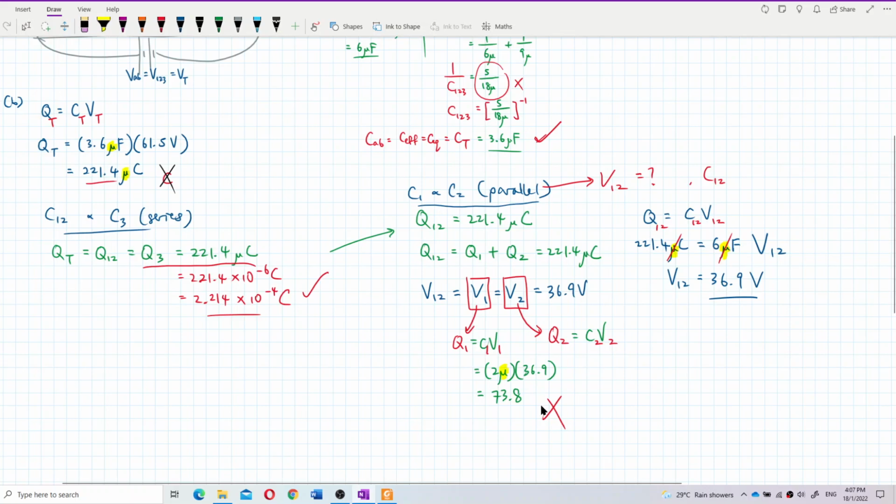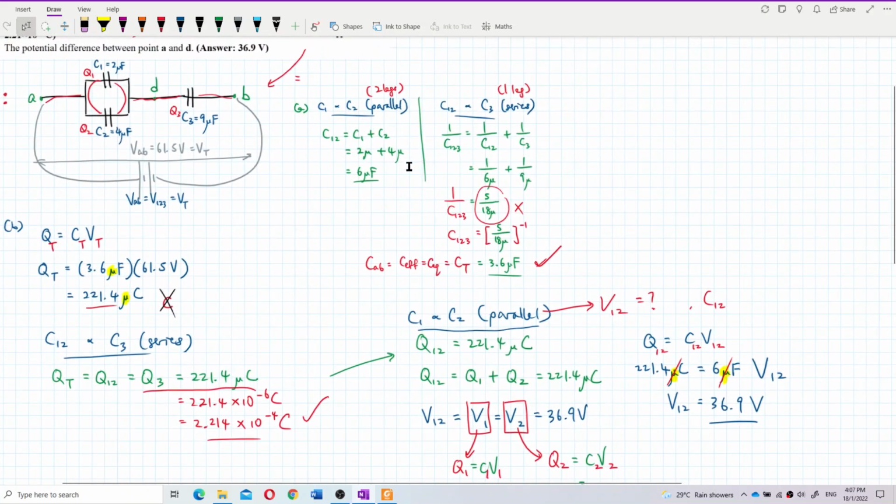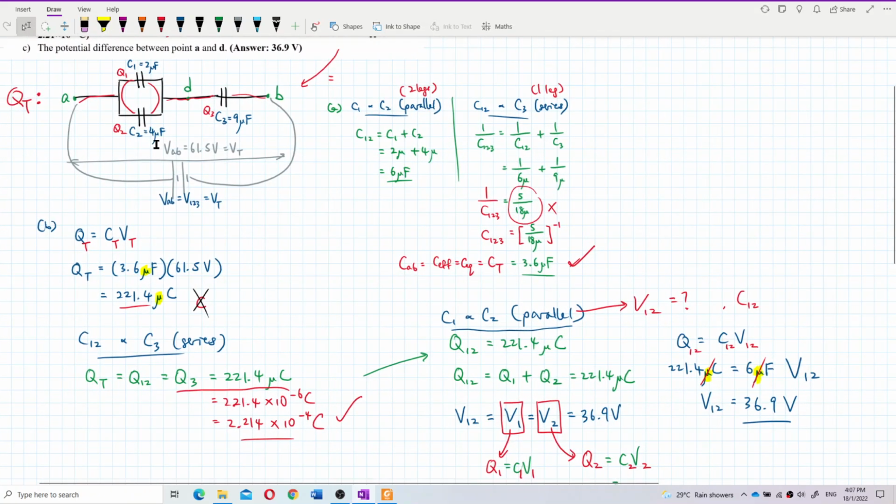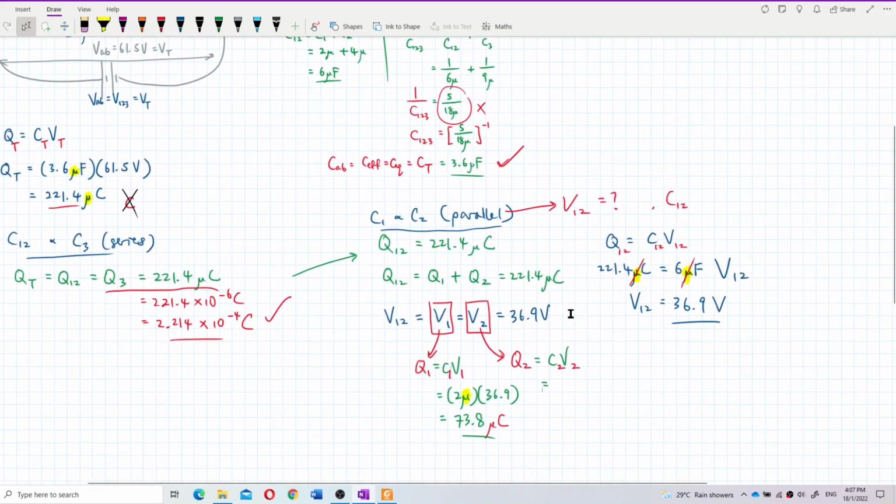It is microcoulomb. Okay? It's microcoulomb, not coulomb. I got the answer already for this one. And then how about Q2? For Q2, I need the C2. Where is the C2? C2 is 4 microfarad. So I put in the 4.